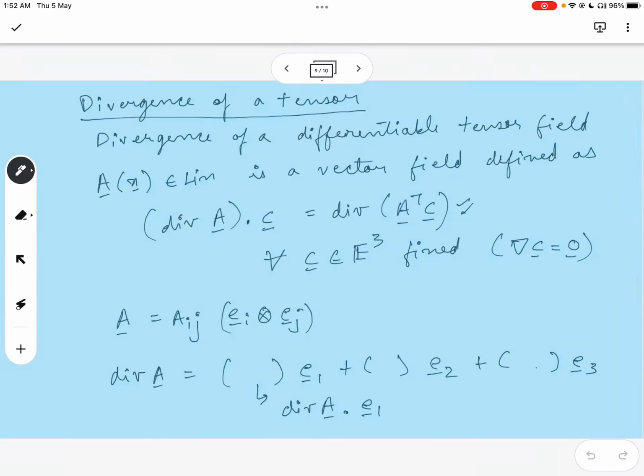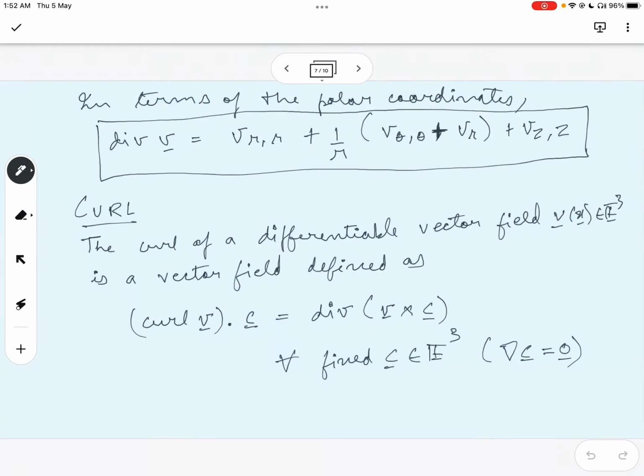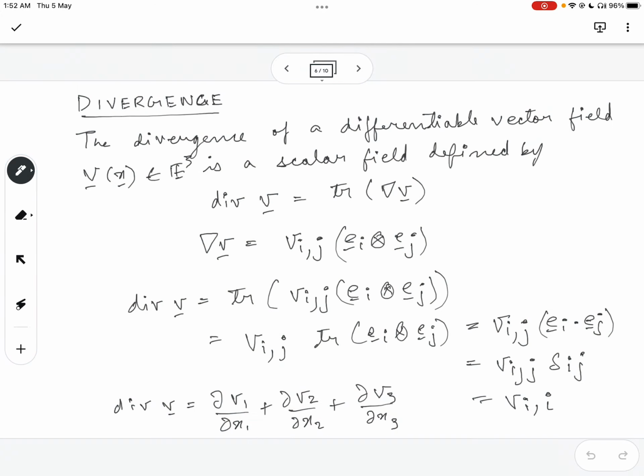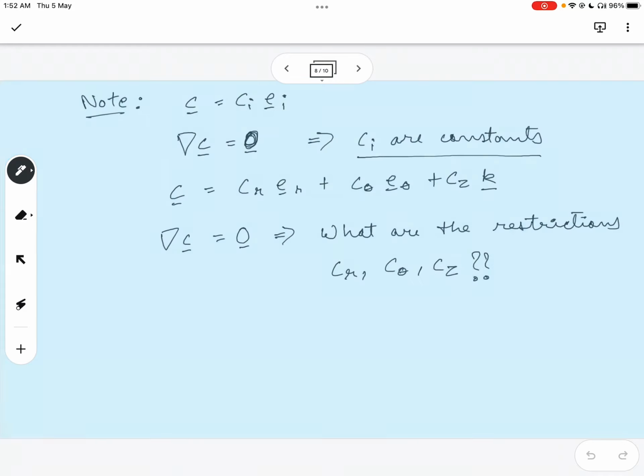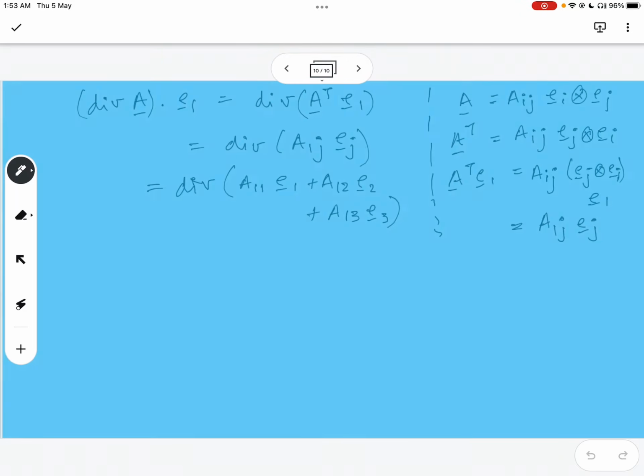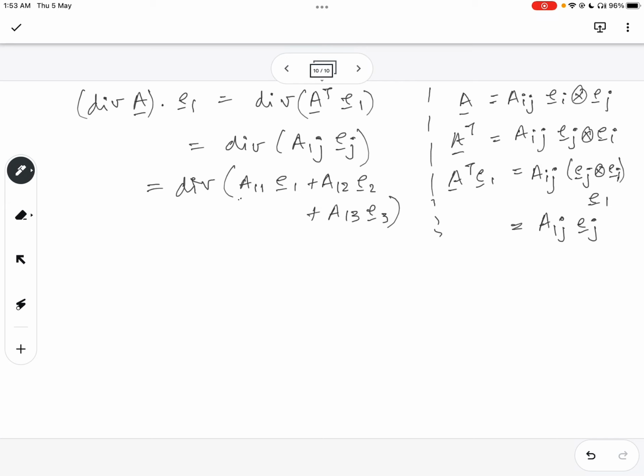By the definition of divergence of a vector, we have Vi comma i. Here the Vi's are nothing but A11, A12, and A13. That is, V1 is A11, V2 is A12, and V3 is A13. So this becomes A11 comma 1 plus A12 comma 2 plus A13 comma 3.